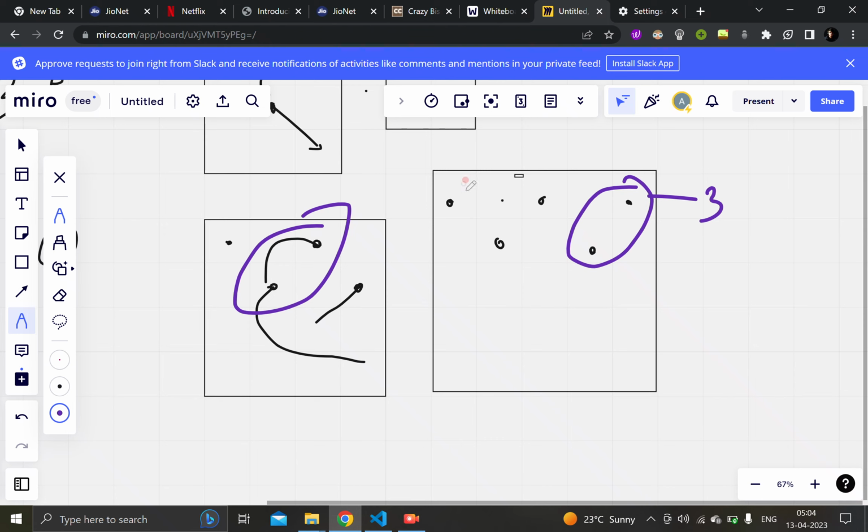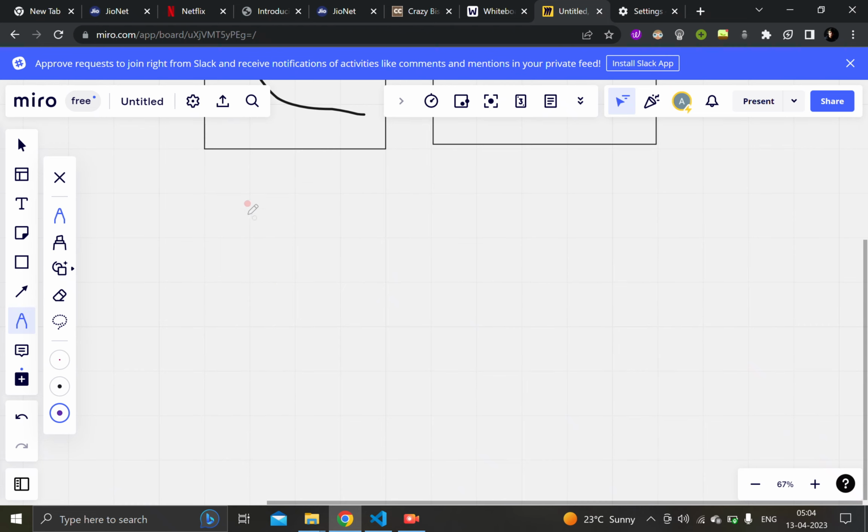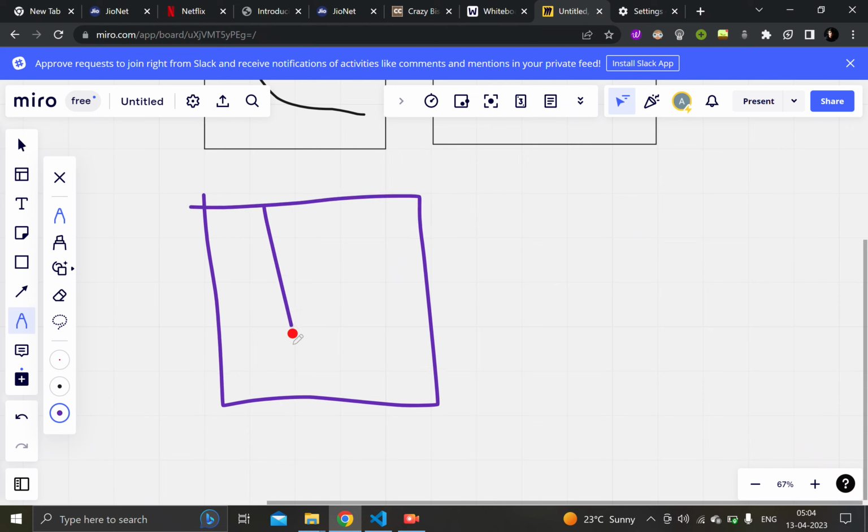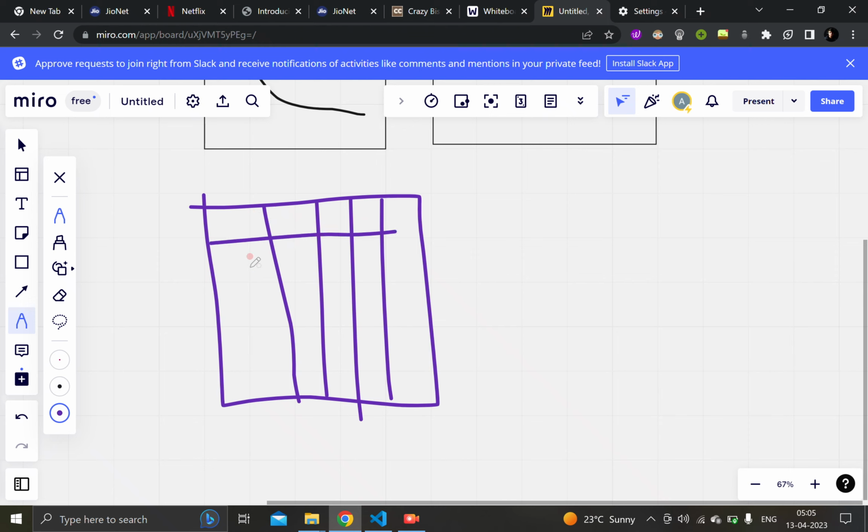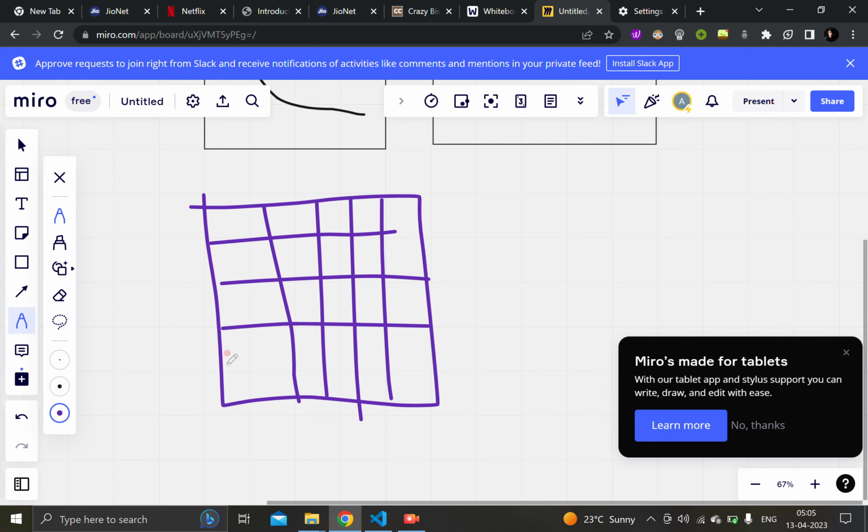For the first 3 cases, for example n is equal to 1, n is equal to 2, and n is equal to 3, the answer is already known. So what I have observed and how I approached the question is that if my n is even, let me show you. Let's see the case of n odd first, then we will take the case of n even.